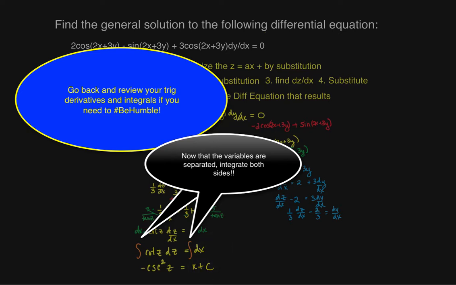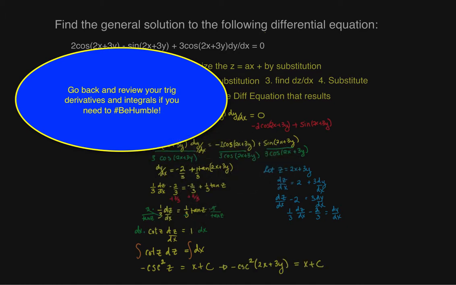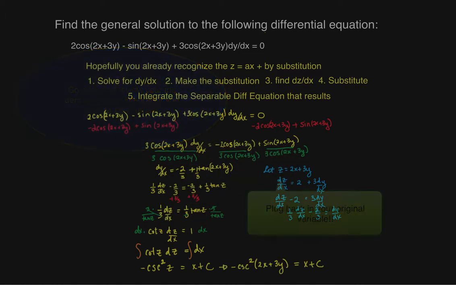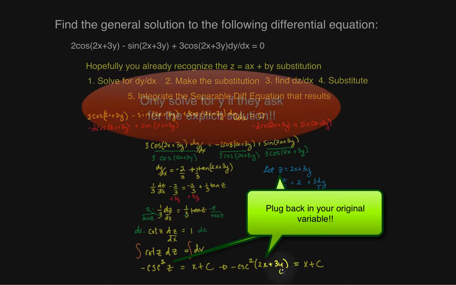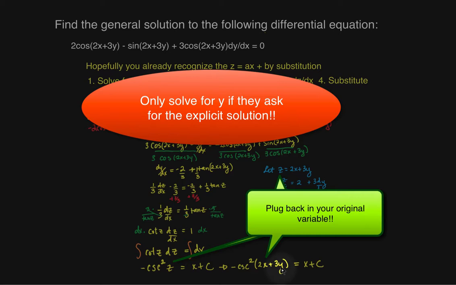Now, a final step would be to plug back in your original variable. So instead of z, we plug in that. I'm okay with an implicit solution. You don't have to solve for y explicitly in all of these, unless it says explicitly solve for it, then do so. But I didn't say it, and I just wanted the general solution plus c. So this is it.